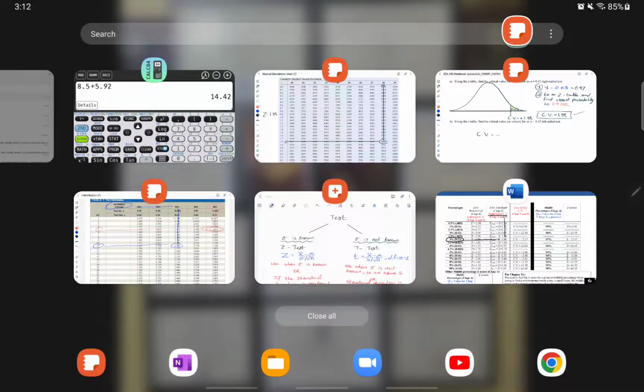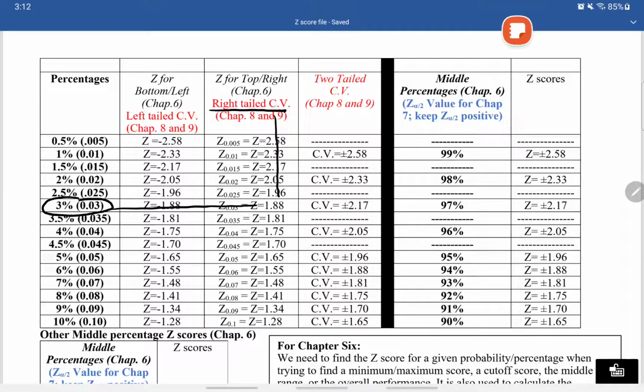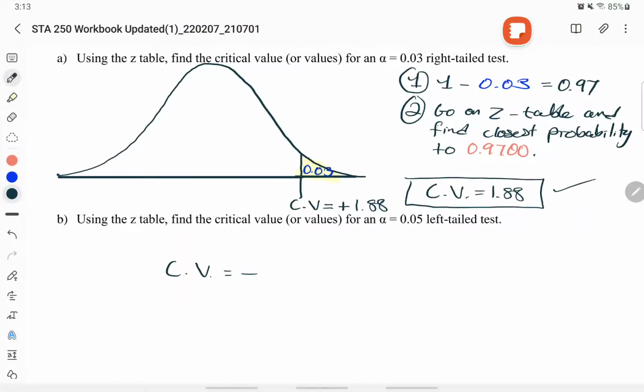So let's go on to our z-score file. Now this is a left tail test, so let's clear this. It is left tail 0.05. So the critical value is going to be negative 1.65. So the answer to this question is negative 1.65.